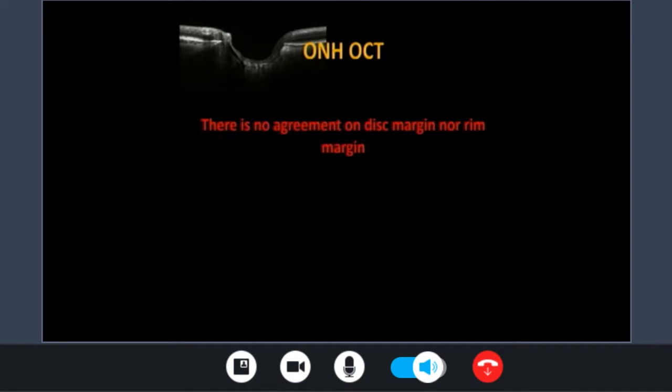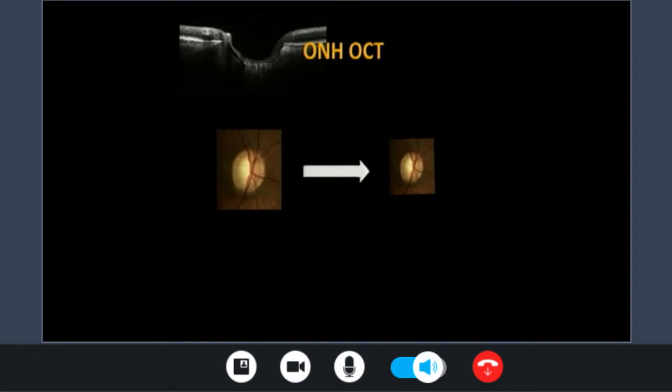So now we understand that in fact there is no agreement on the disc margin nor the rim margin. And therefore, we cannot have a proper assessment of our residual rim. And that's very important in glaucoma follow-up and progression.